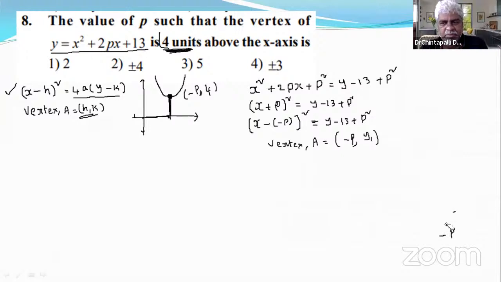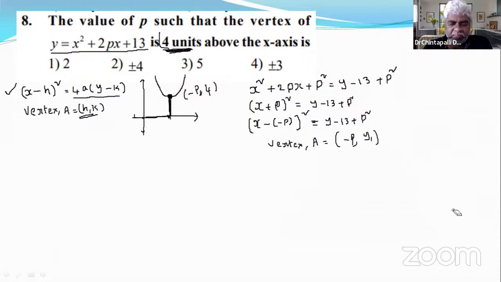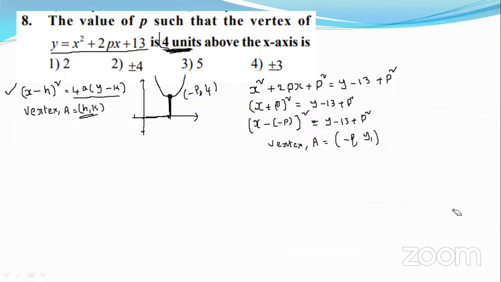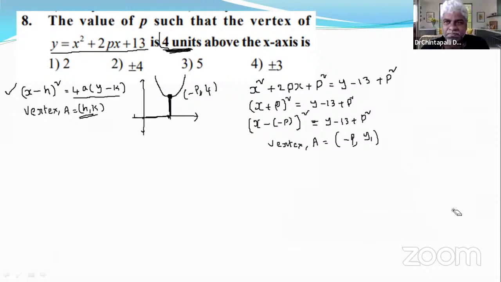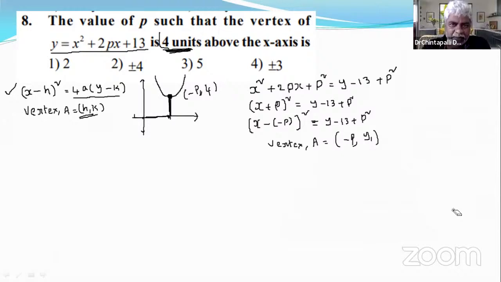It passes through the point negative p comma 4. Any parabola passes through its vertex. So that equation passes through the point negative p comma 4. So you can plug in negative p comma 4 into it: y equals negative p whole square plus 2p times negative p plus 13. Plug in this point in this equation and find the value of p. You can do it on the screen.